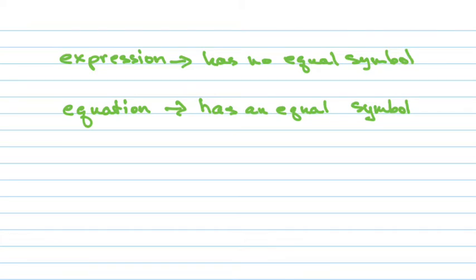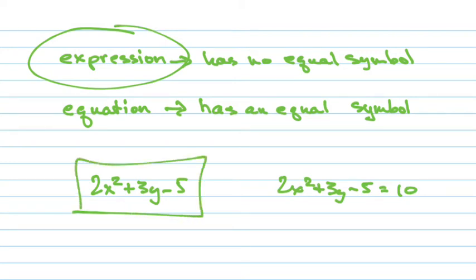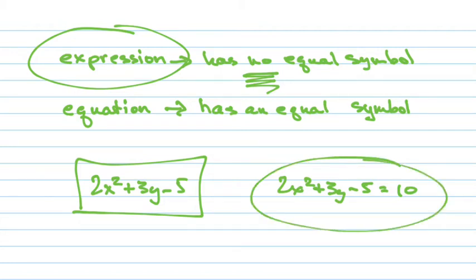So I'm going to write down a couple of things, and I want you to tell me, is it an equation or is it an expression? What if I have 2x squared plus 3y minus 5? Equation or expression? Expression. What if I have 2x squared plus 3y minus 5 equals 10? How easy is it to tell the difference, right? So if it says make an expression, then you do this. No equal symbol. But if it says write an equation, you must have an equal symbol.